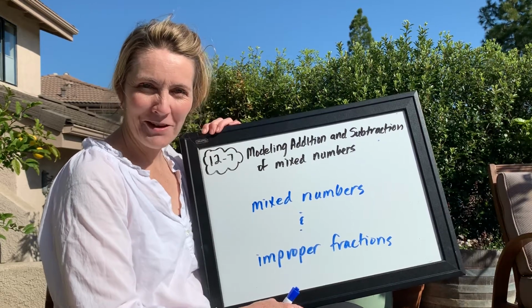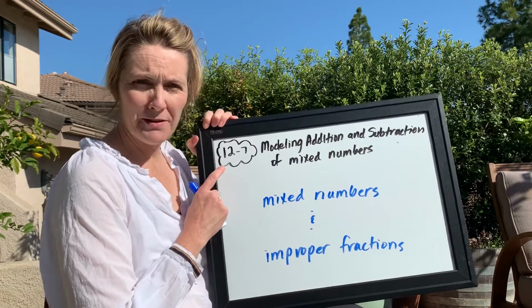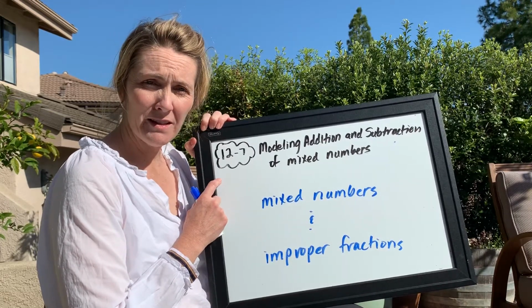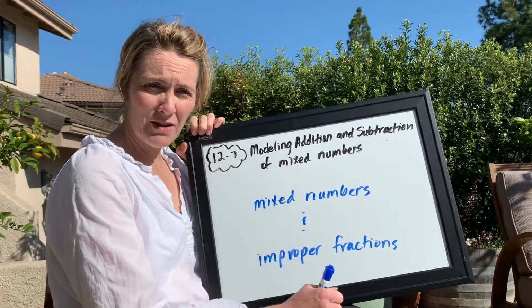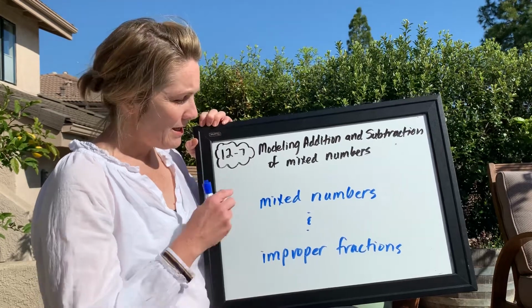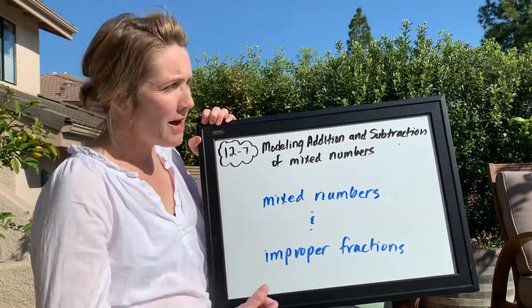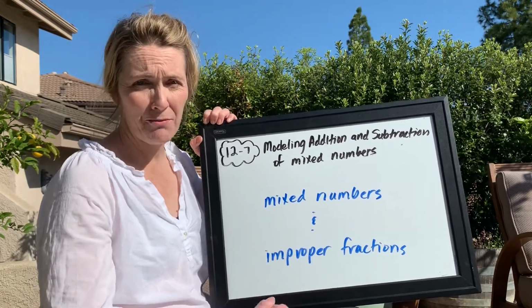Good morning, fourth graders. Just to review with you, we are in chapter 12, and the lesson that we're doing today is 12:7. Before I left you on spring break, we had just completed a lesson titled Improper Fractions and Mixed Numbers. To do this lesson today, which is modeling of addition and subtraction of mixed numbers, you really have to know these two terms really, really well.